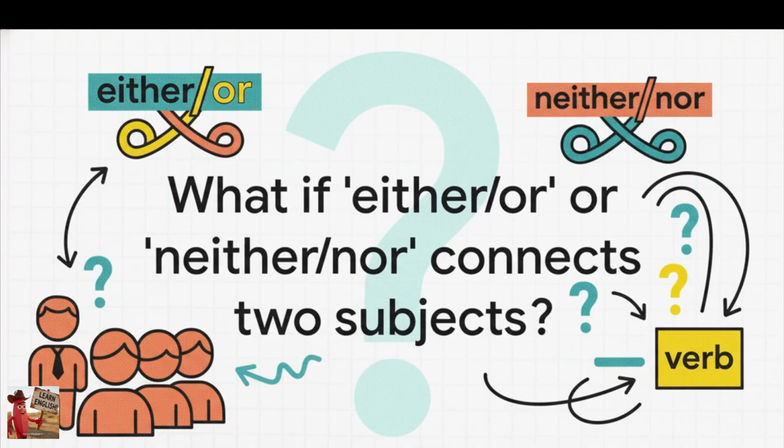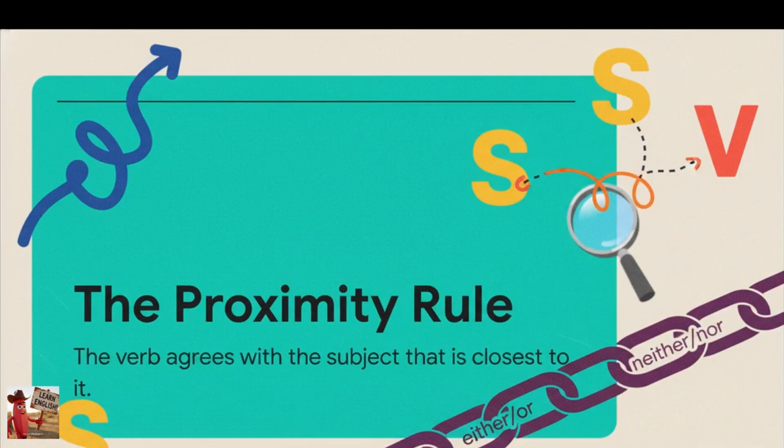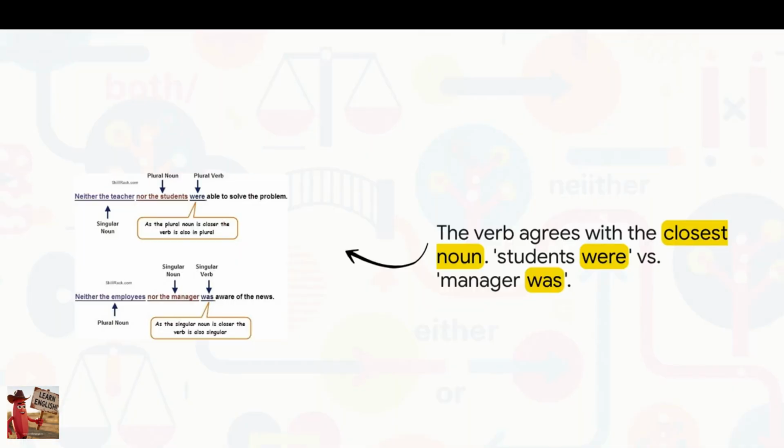But what about when you have one of those power couples connecting two different subjects? Like neither the manager nor the employees. What verb comes next? Is it is or are? The answer is a neat little trick called the proximity rule. And honestly, this is a game changer. The rule is just this. The verb agrees with whatever subject is physically closest to it in the sentence. That's it.